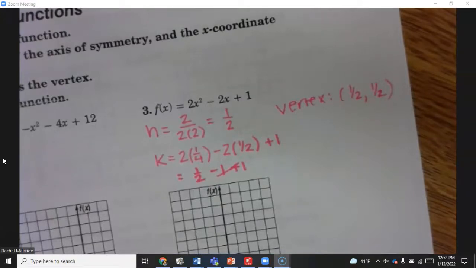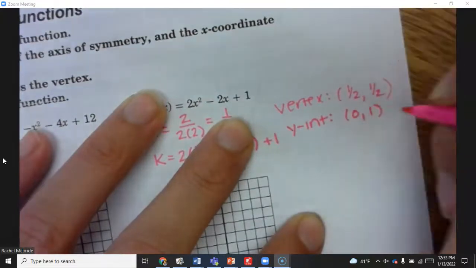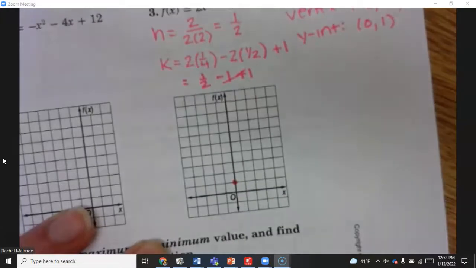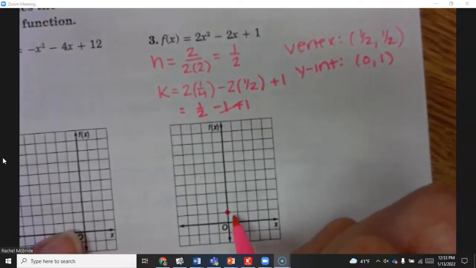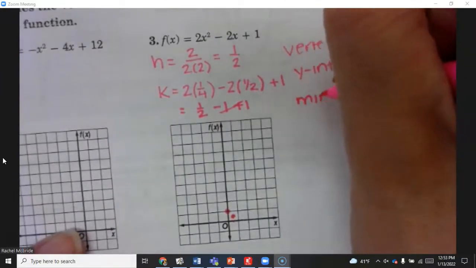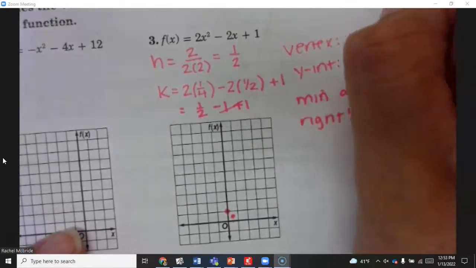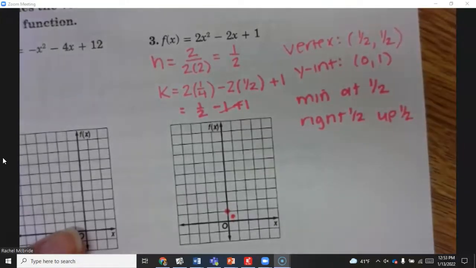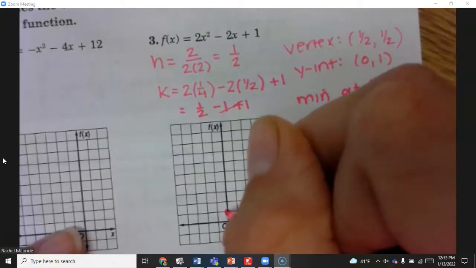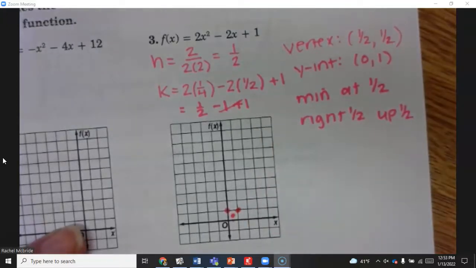And then that means that this graph, if I look at my transformations, is going to have a y-intercept of 0, 1. So I know it's going to go through the point 0, 1. It's going to go through the point 1/2, 1/2. It's a positive a value, which means that I have a min at 1/2. It's shifted right 1/2 and up 1/2. If this point's up 1/2 and right 1/2, we also have another point up 1/2 and right 1/2. So my graph also contains the point 1, 1.